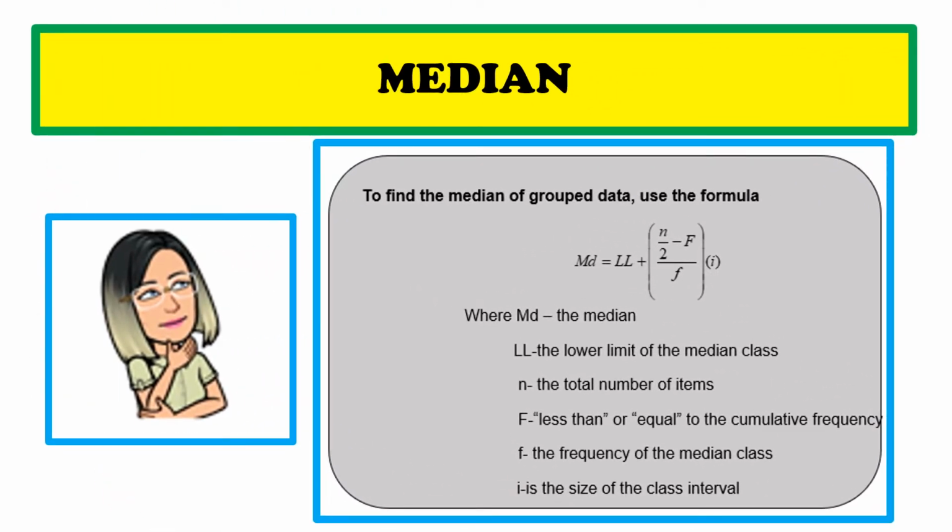Median. To find the median of group data, use the formula MD equals LL plus (N over 2 minus capital F) all over small f, times the interval, where MD is the median, LL is the lower limit of the median class, N is the total number of items, capital F is the less than or equal cumulative frequency, small f is the frequency of the median class, and i is the size of the class interval.